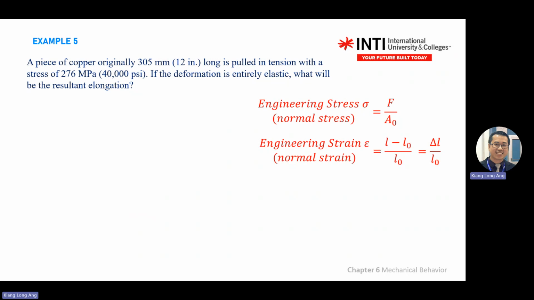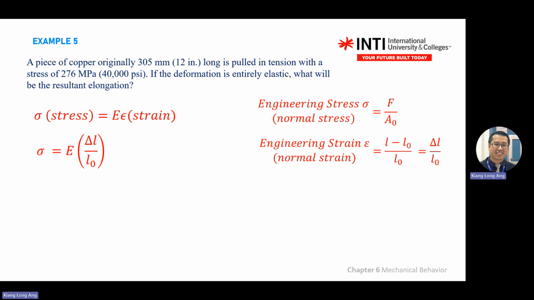So here you need the Young's modulus. How do you know you need the modulus of elasticity? The keyword in the question will mention elastic. If you see the word elastic, normally it is this equation, this equation. So you pull out Hooke's law, you substitute the definition of stress, substitute the definition of strain, which I show on the slide here.